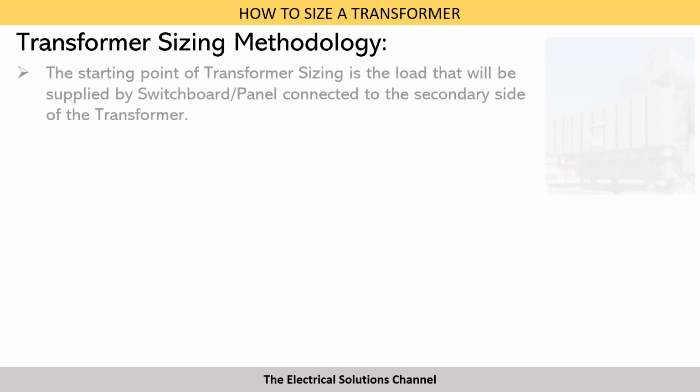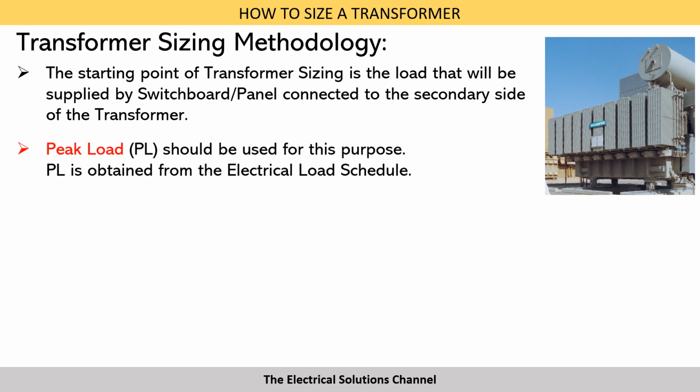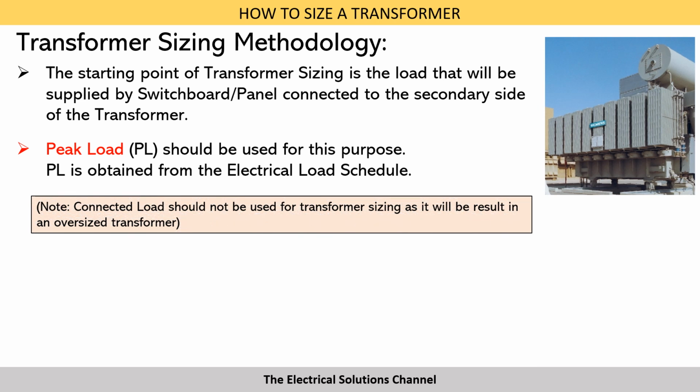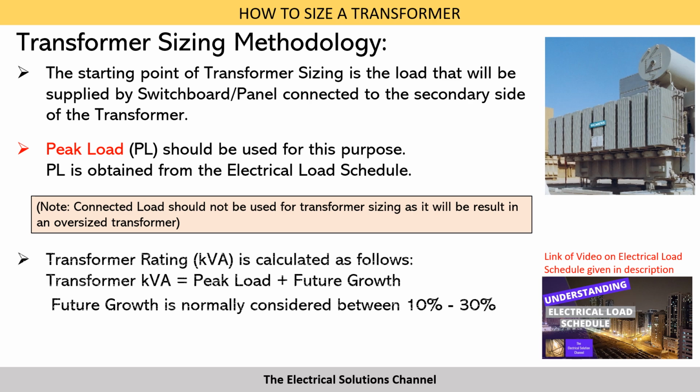Let us now get into the method to be followed for the transformer kVA calculation. The starting point of the transformer sizing is the load that will be supplied by the switchboard or the panel connected to the secondary side of the transformer. Now, peak load should be used for this purpose. Peak load is obtained from the electrical load schedule. We should not use connected load for transformer kVA calculation, as it will result in an oversized transformer. In case you are interested in understanding how a load schedule is calculated, please watch my video on understanding electrical load schedule. Link for the video is given in the description.